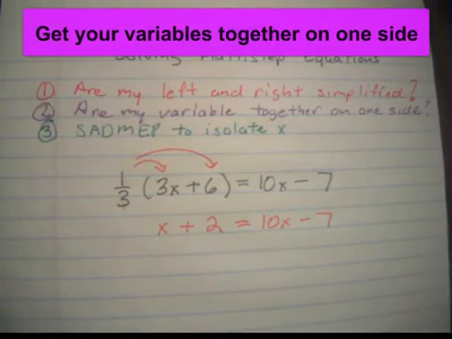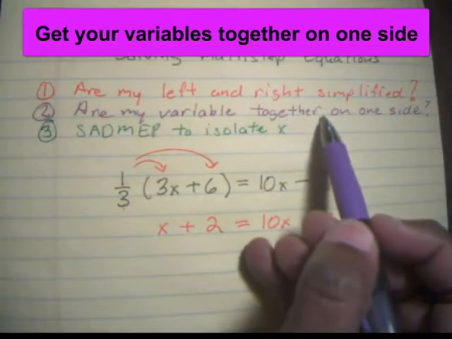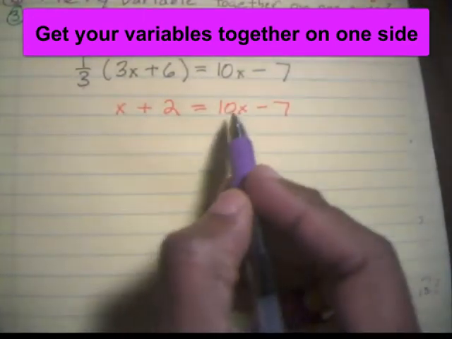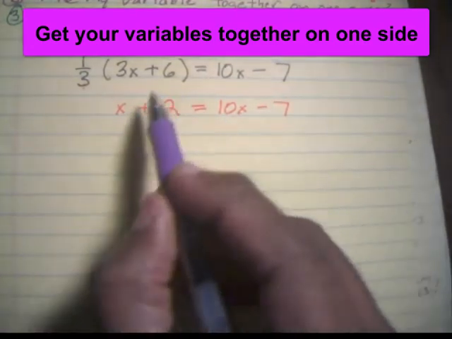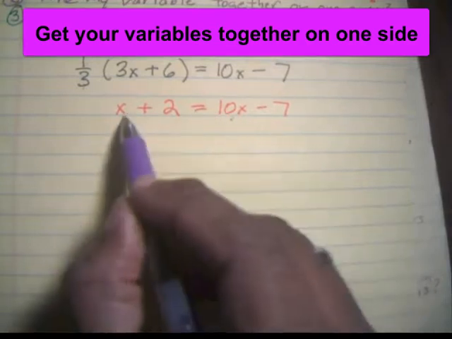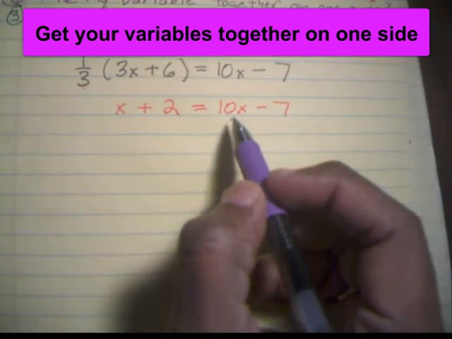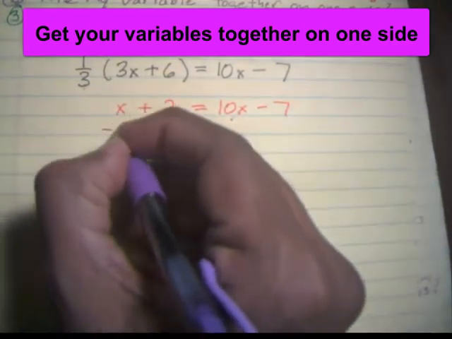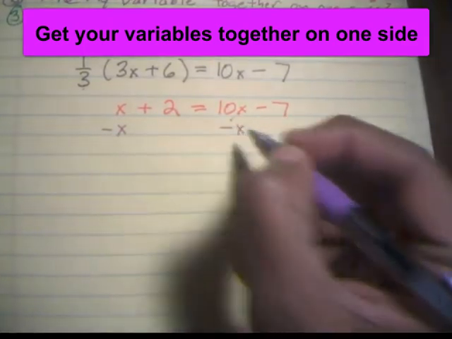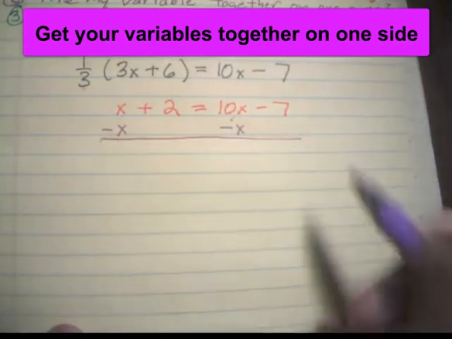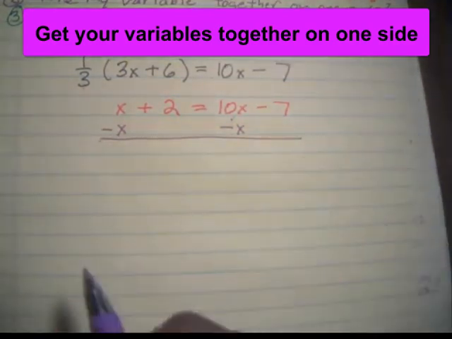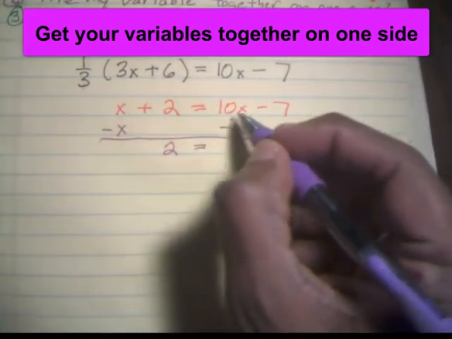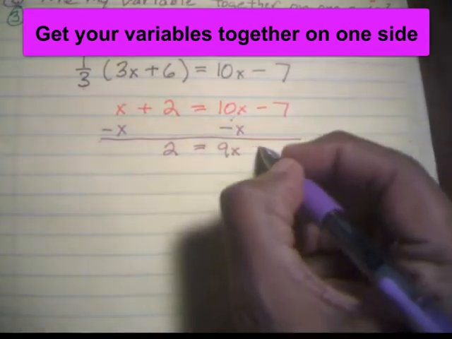Now for step two, all my variables together on one side. Well, no, I've got a 10x over here and an x over here. So either this x needs to move to the right, or the 10x moves to the left. What I like to do is find the smaller one and move it. I've got a 10x versus 1x, so I'm going to subtract 1x from both sides, because that's the smaller coefficient. That gives me a 2 here. 10x minus x is 9x, and then I'll bring down the 7.